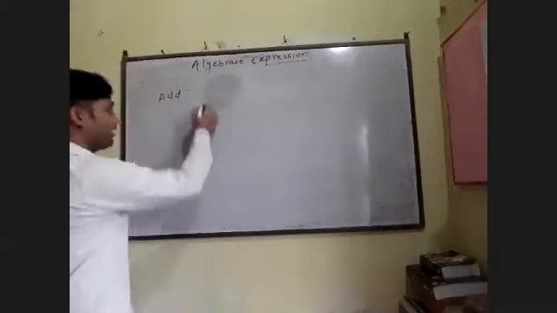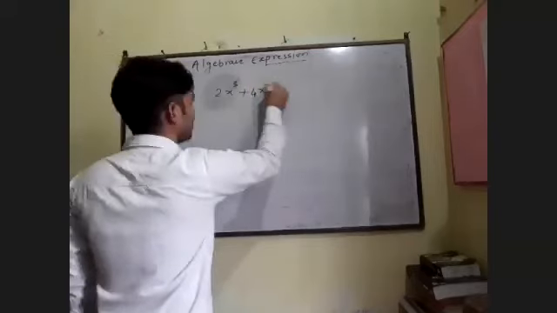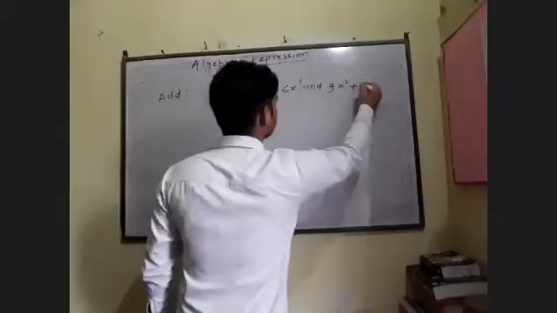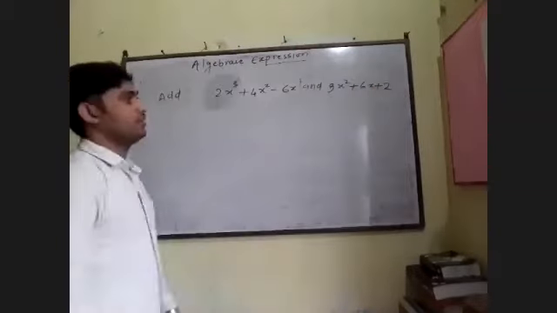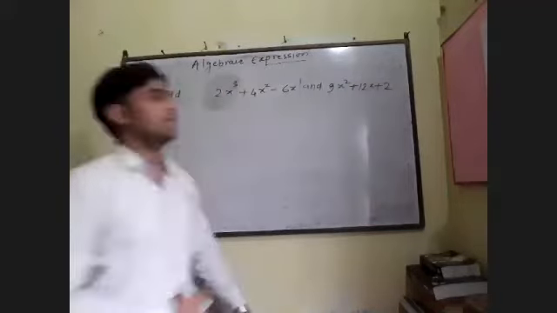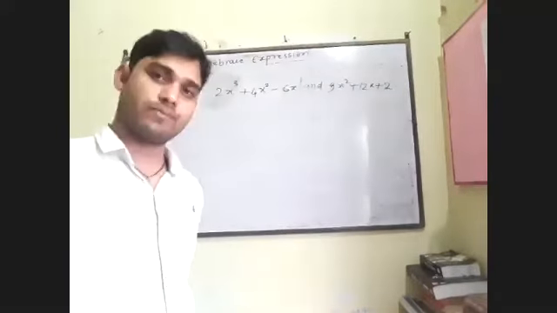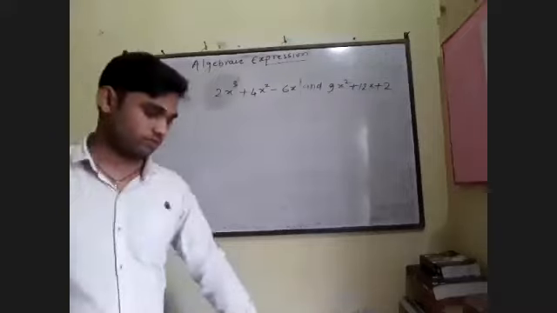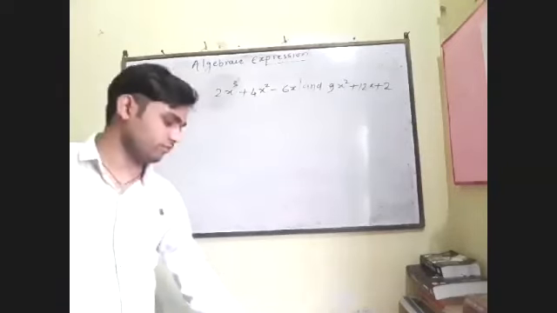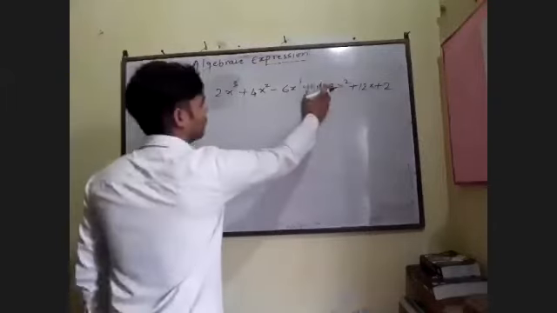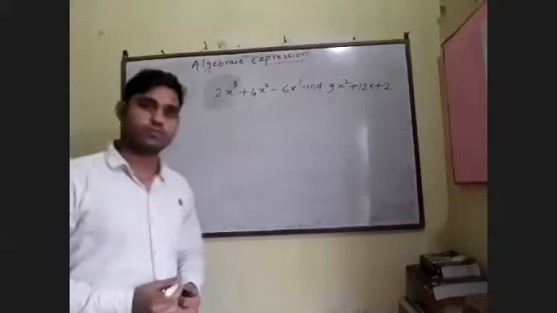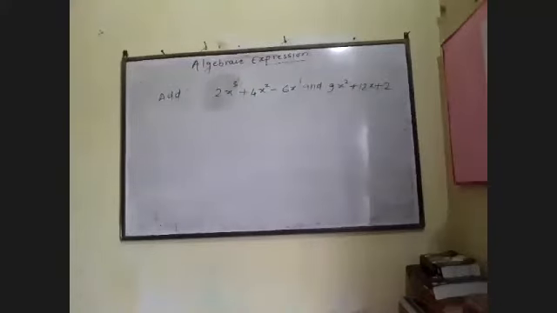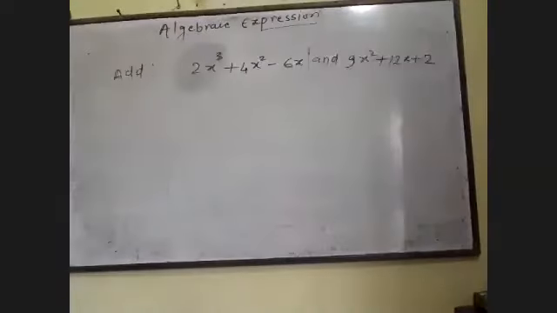If you take 2x cube plus 4x square minus 6x, and 9x square plus 12x plus 2, what becomes? Can you do it? Do it. The question is: and 9x square plus 12x plus 2. Can you see it now?